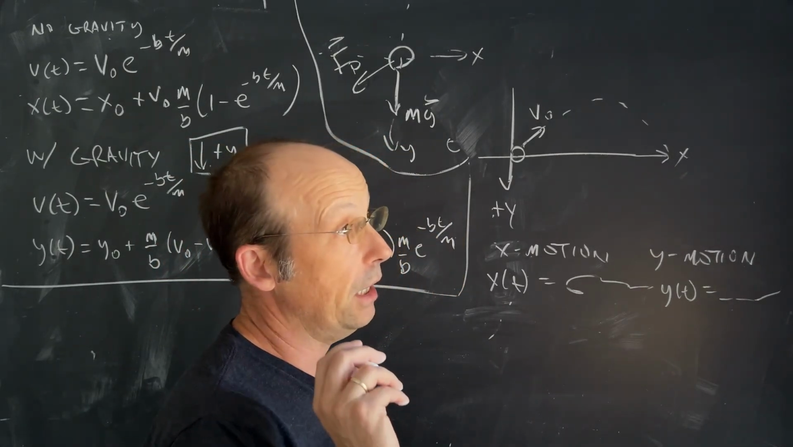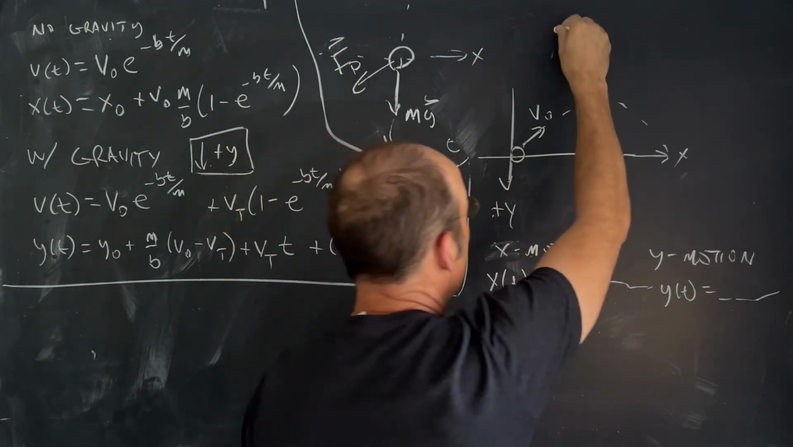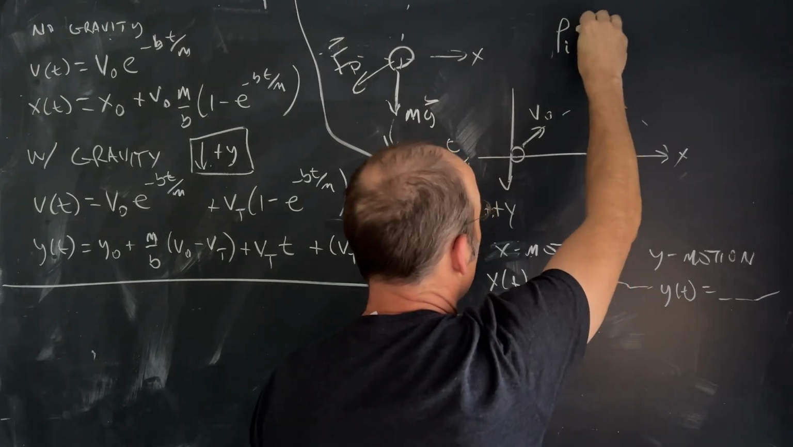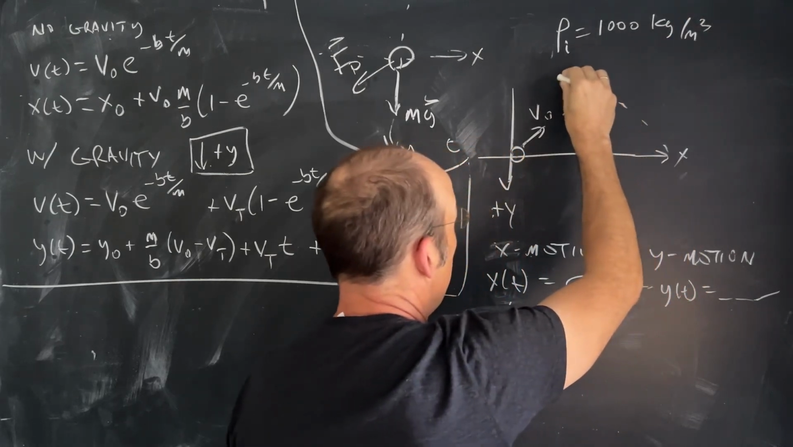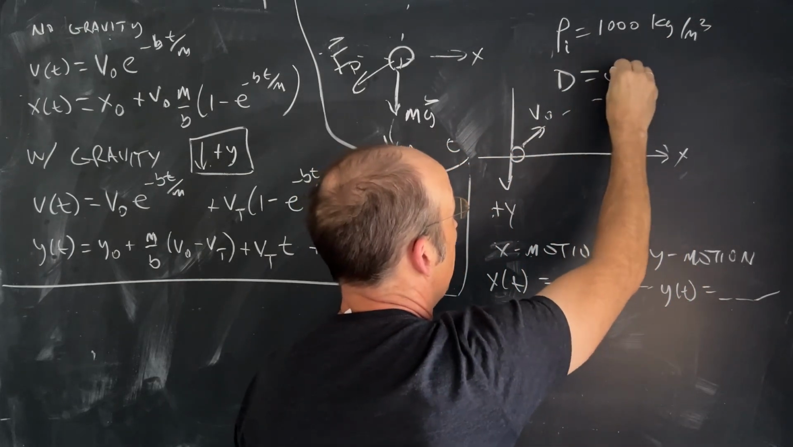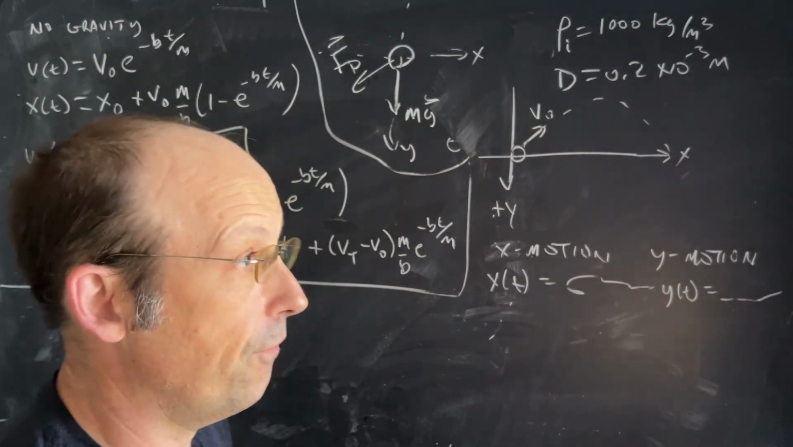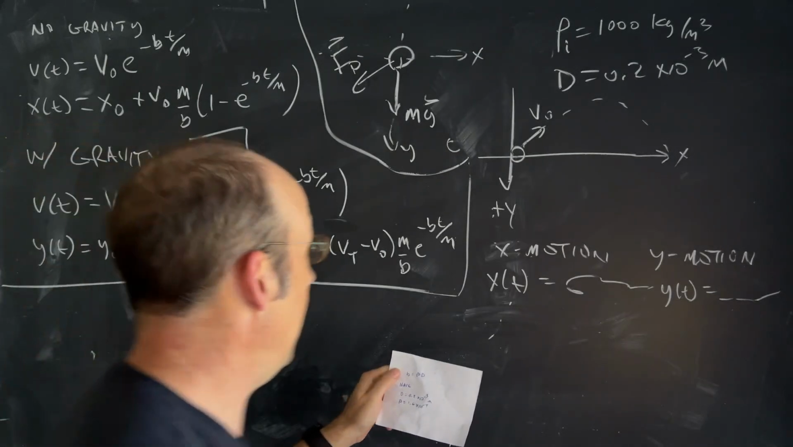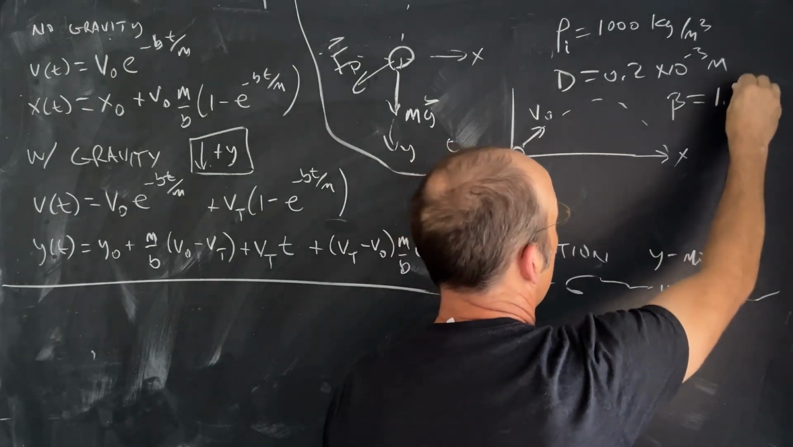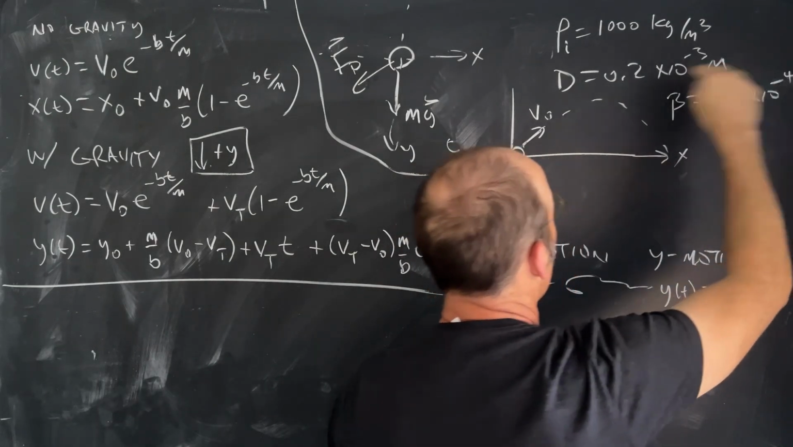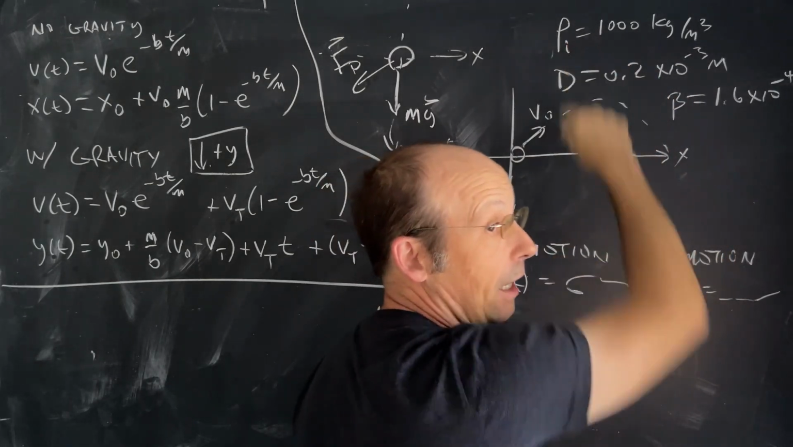I'm going to use a tiny drop, a tiny ice ball, right? So I know the density of ice is 1,000 kilograms per cubic meter. I know and I'm going to use that. I'm going to use a diameter of 0.2 millimeters. And then finally, I'm going to use my beta. Beta is, I looked this up, 1.6 times 10 to the negative fourth. So that's my diameter. With beta, I can find B. And then with that diameter and that density, I can find the mass.